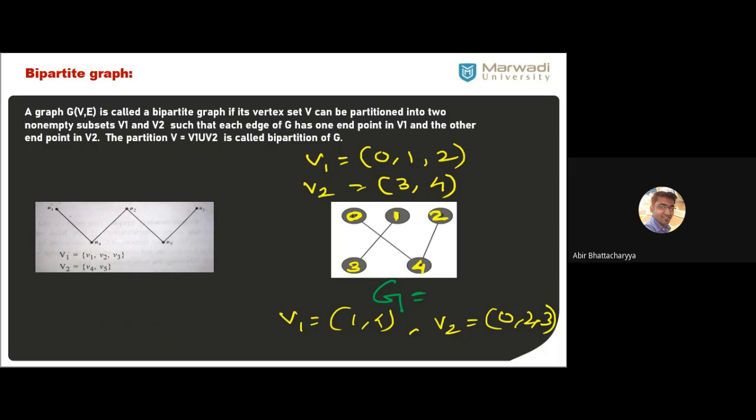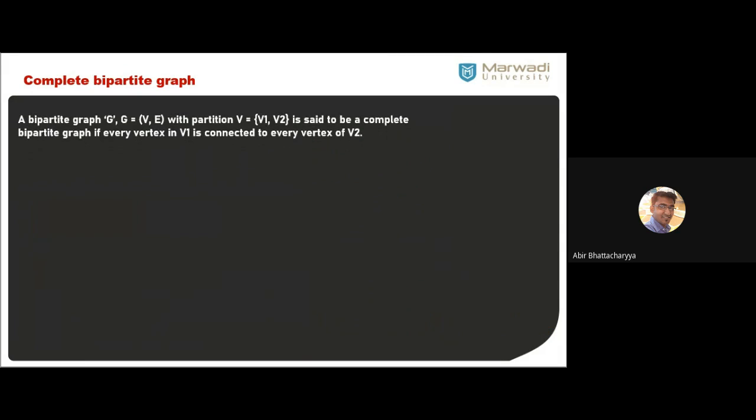Okay. So let's proceed to the next topic. The next thing is the complete bipartite graph. As we know, we have done the concept of bipartite graph. The next concept is the complete bipartite graph. So what is a complete bipartite graph? Again, first of all, it's a bipartite graph. The second point is that it is complete.